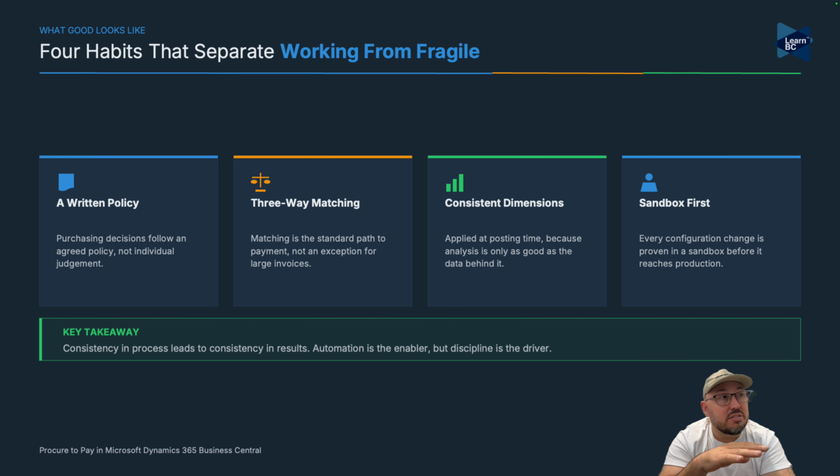The key takeaway here is consistency in process leads to consistency in results. Automation is the enabler, but discipline is the driver. If you have a shady habit of doing dirty data, you're going to have shady outcomes. You've got to make sure you push your team for quality data, which gives you quality outcomes.